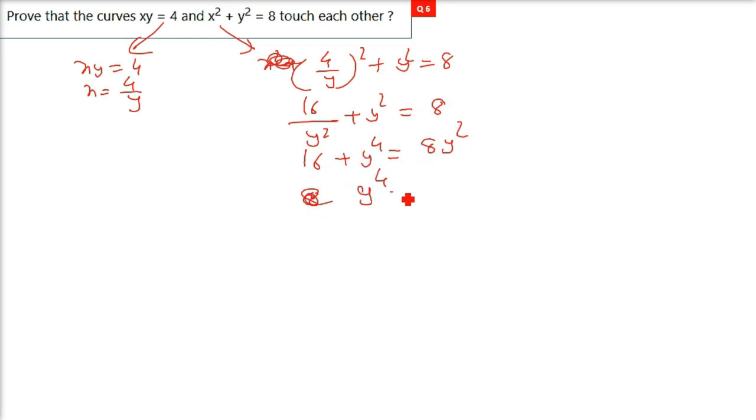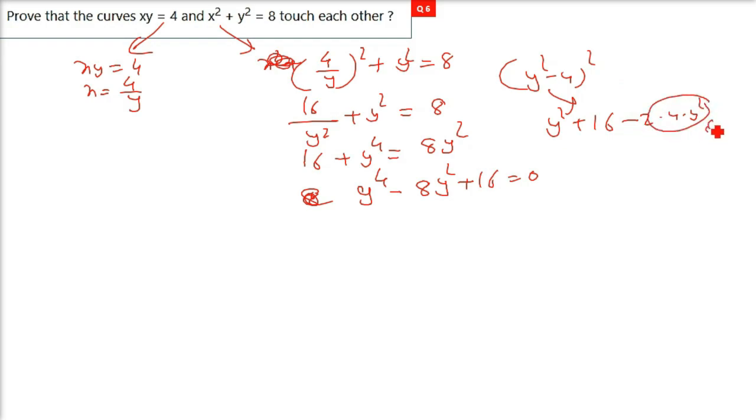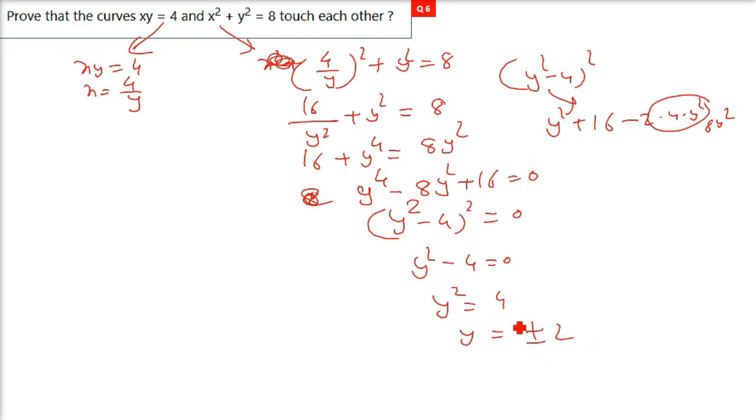I hope you got the idea, because we have to find out the point of x and y, if they are intersecting or they are touching. So we have y square minus 4 whole square. This is y raised 4 minus 8y square plus 16. (a minus b) whole square is a square plus b square minus 2ab, that is what we have got here. So you can directly write y square minus 4, the whole square, is equal to 0. So y square minus 4 is equal to 0. You get y square equals 4. y will be equal to plus minus 2. So this plus minus 2 we got. Now put it here, x is equal to 4 by y. One time you can put y as plus 2, one time you can put y as negative 2.